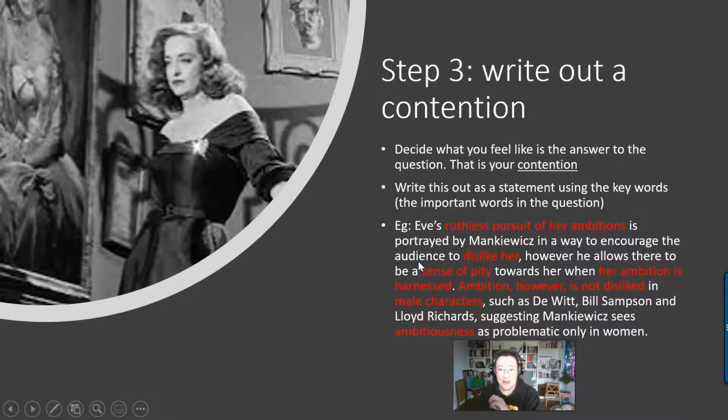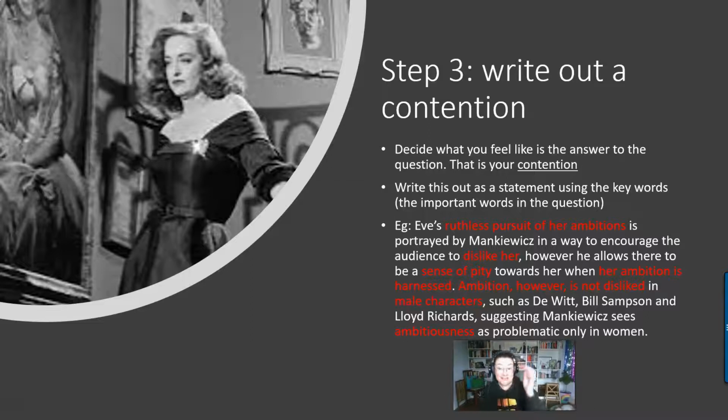All right, then step 3. You need to write out your contention. Okay, so your contention is what you feel like the answer to the question is. Okay, now sometimes our contention is our arguments, and that is totally fine. Okay, if your contention is your arguments, that like you kind of had 3 things to say about the question to answer it, then they're your paragraphs, they're your arguments, and that's fine. Okay, sometimes your contention is a little bit separate from your arguments, and that's okay too.